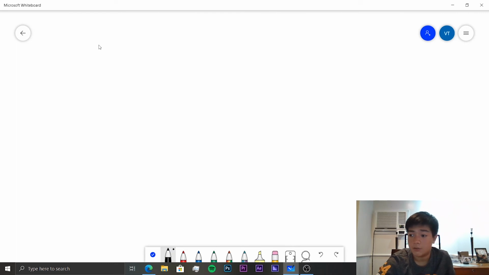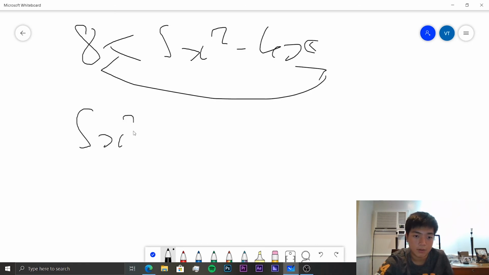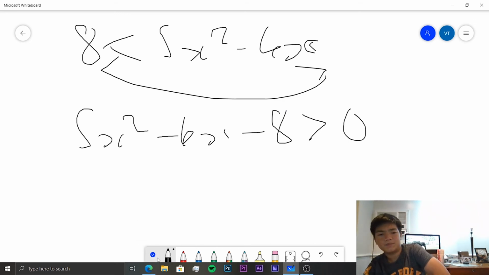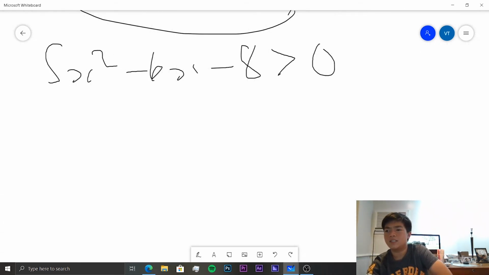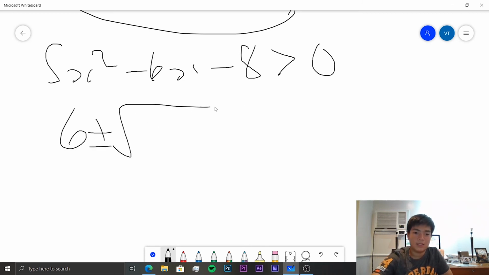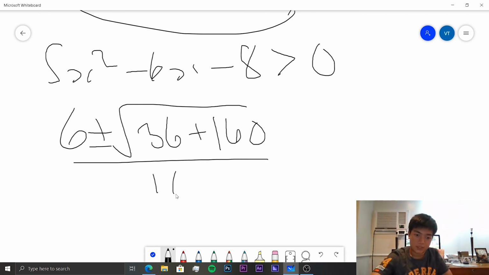So finally, we have the inequality 8 is less than 5x squared minus 6x. First we want to bring 8 over to the other side. So we have 5x squared minus 6x minus 8 is greater than 0. I guess we could factorize this, but I do want to briefly cover the other method of solving this, and that would be using the quadratic formula. So we know that the roots would be 6 plus or minus the square root of 36 plus 4 times 8 times 5, since this is negative 8, which would be 160, over 2 times 5, which is 10.